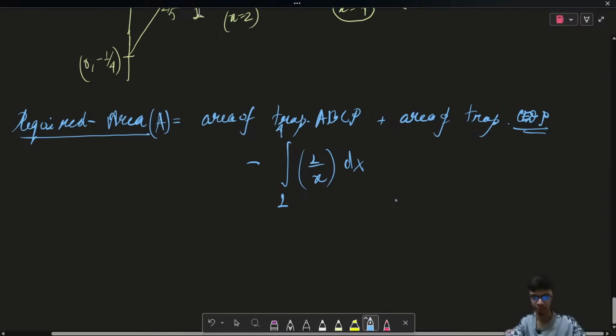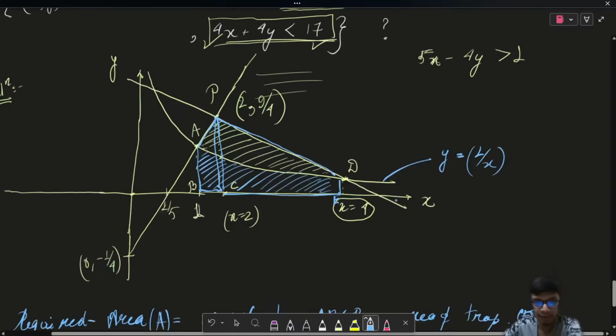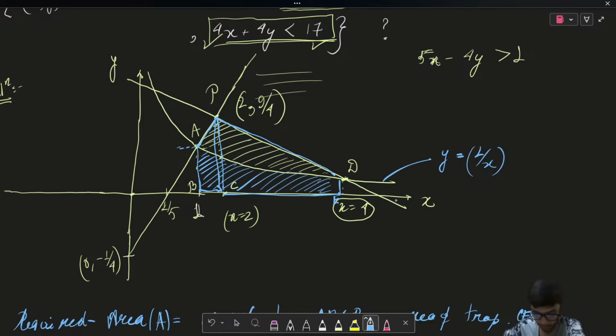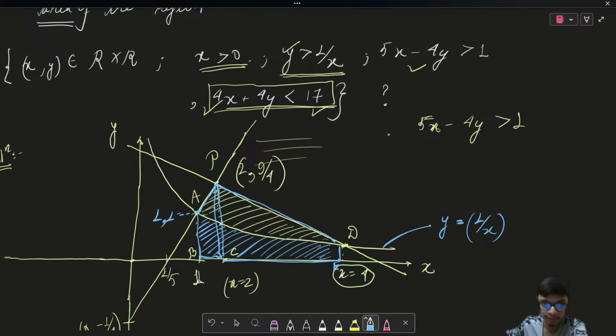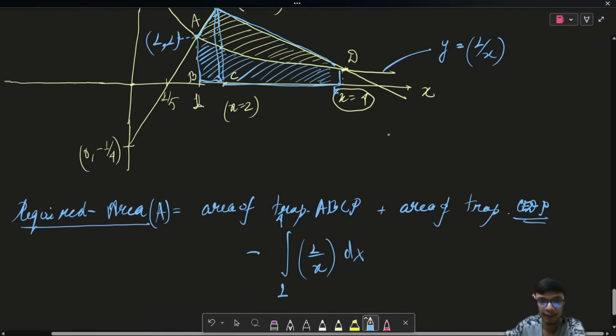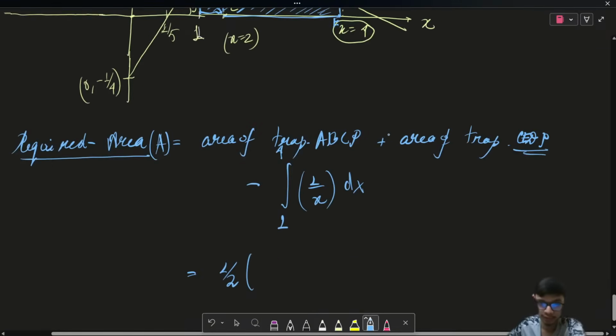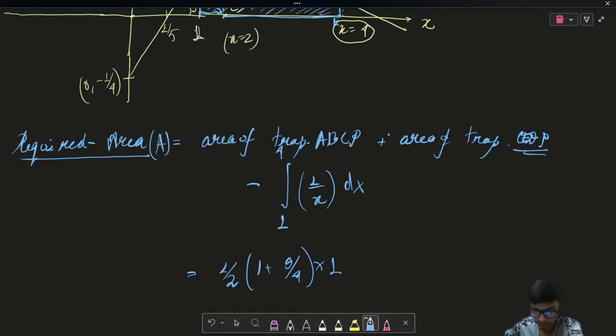So if I solve it, and you can also solve it by yourself, half times the area of the trapezium is given as the sum of the parallel sides. I have to find this point A properly. This is x equals 1, and this line is basically this particular line, so x equals 1 will also give y equal to 1. So this is 1, and this particular one is 9 upon 4. Therefore, the sum of the parallel sides is 1 plus 9 upon 4, multiplied with the distance between the parallel sides, that is basically 1.